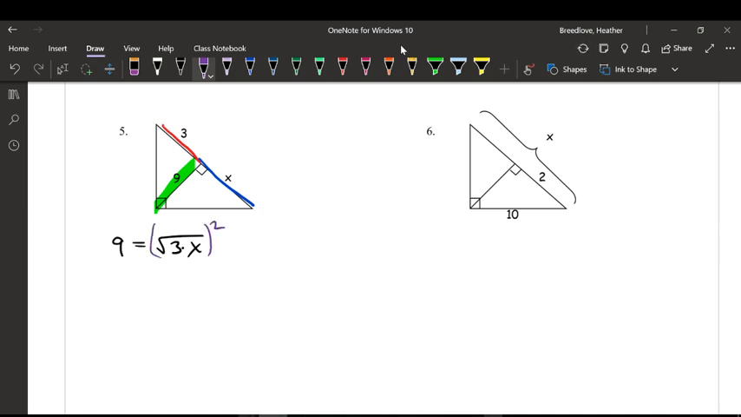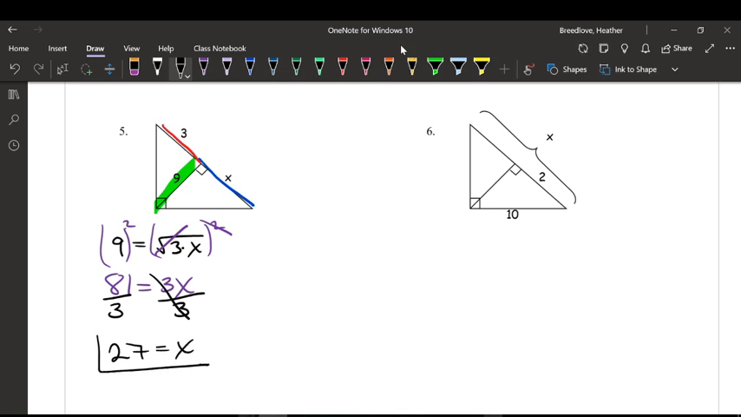So put the whole thing in parentheses and square it. You have to square both sides. So the radical and the squared cancel, and 9 squared is 81. So 81 equals 3x. If I'm solving for x, that means I want x by itself. I have 3 times x, so to undo multiplication, I use division. It's the inverse operation of multiplication. 81 divided by 3 is 27. So x equals 27.